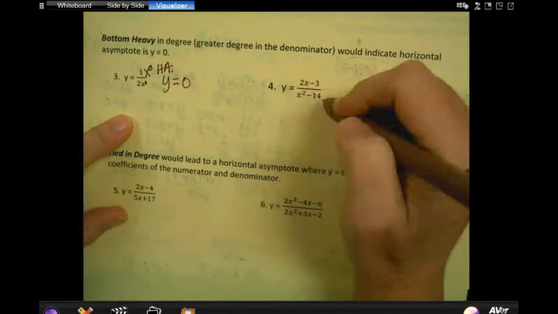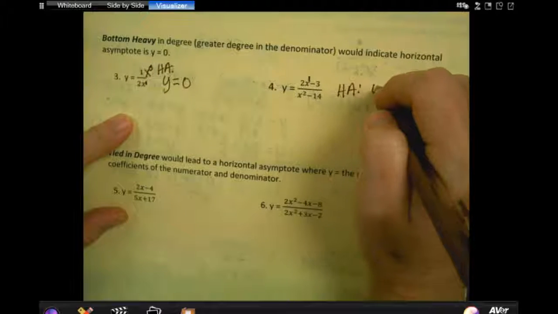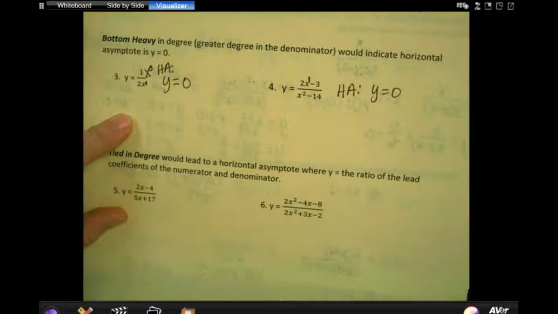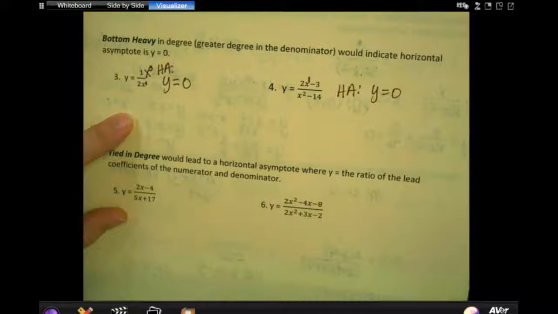So look at number 4. What's the highest exponent on top? And the highest exponent on bottom? 2. Bottom heavy, the horizontal asymptote is y equals 0. Okay, we're going to do top heavy in just a minute. Okay, so bottom heavy, y equals 0.